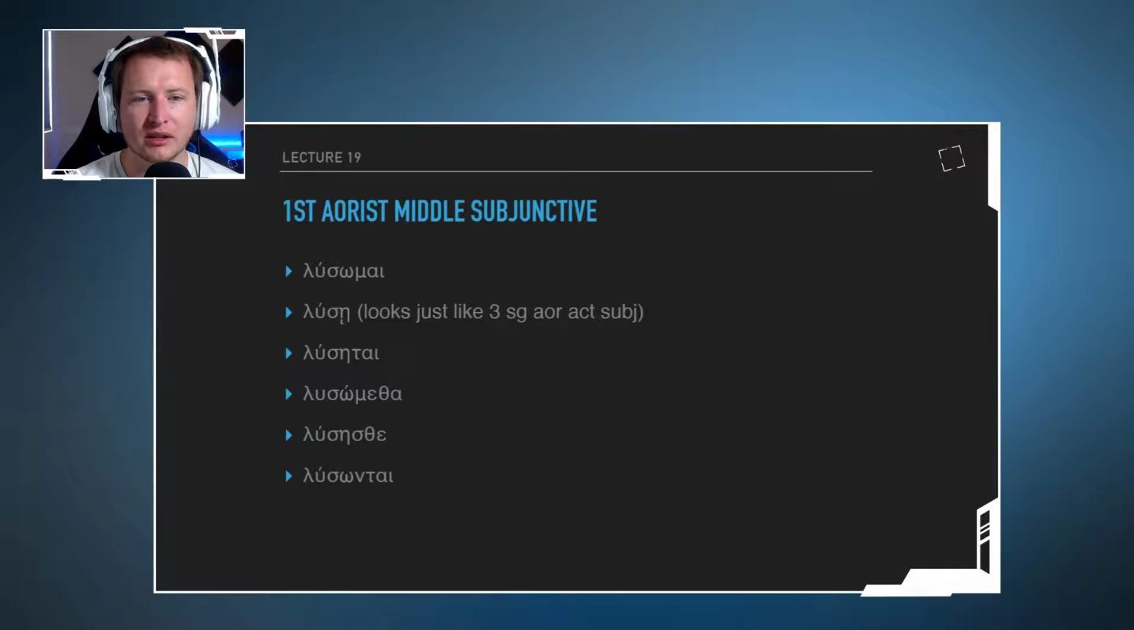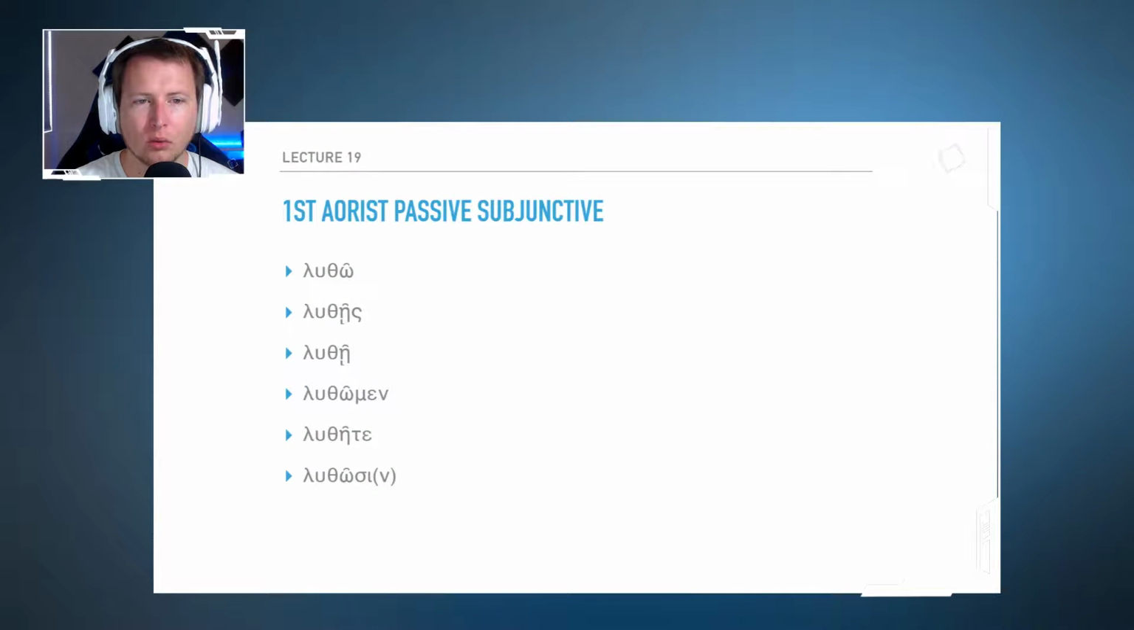So here's the first aorist middle subjunctive. Lysomai, lysei. There's the identical version, from the third singular. Lysetai, lysometha, lysesthe, lysontai. So these just change the endings. Now, when it's passive, lytho, lythes, lythe, lythomen, lythete, lythosin. The good news is these aren't identical to anything else. So when you see theta plus a lengthened connecting vowel, you know exactly what you're dealing with in and of itself. So for example, this could be like, I might be destroyed. But it's undefined. There's no aspect of time.